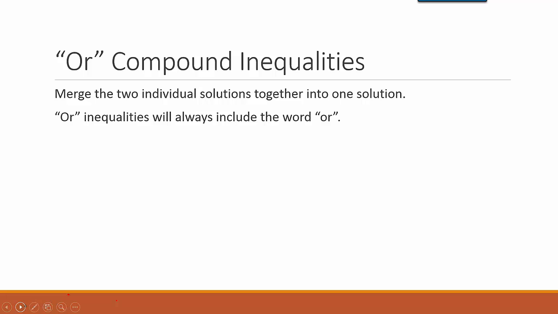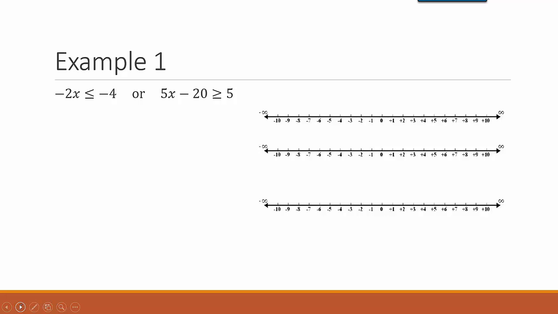Okay, when we solve the OR type compound inequalities, we merge the two individual solutions together all into one solution. The way you can differentiate between an OR inequality and an AND inequality is that an OR inequality will always use the word OR. Okay, so let's look at a few examples here.